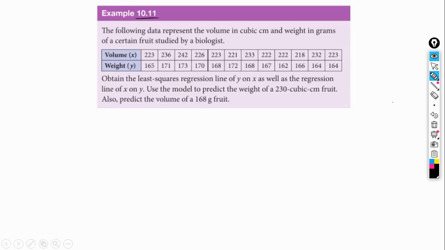And it says, the following data represents the volume in cubic centimeters and the weight in grams of a certain fruit studied by a biologist. So X represents volume of the fruit and Y represents the weight. So it says, obtain the least squares regression line of Y on X as well as the regression of X on Y. Use the model to predict the weight of a 230 cubic centimeter fruit and also predict the volume of a 168 gram fruit. So for this, we're going to use the GDC.